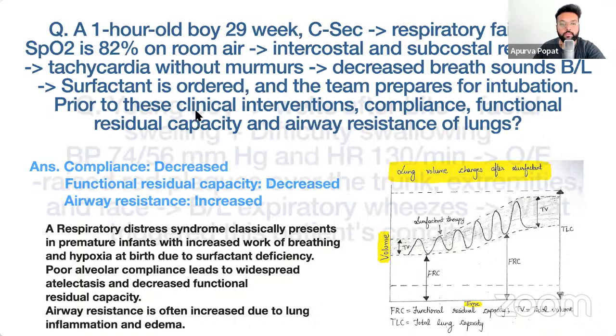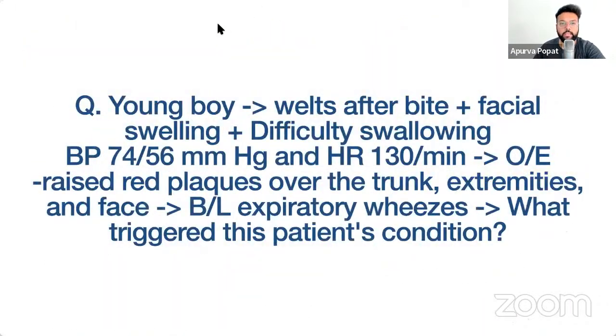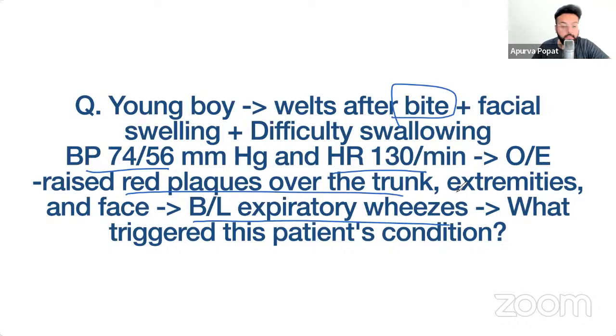Let's go to the next question. A young boy is having a lot of welts, red patchy erythema everywhere. He's having difficulty swallowing and facial swelling after, let's say, an insect bite. After the insect bite, his blood pressure is falling, and his heart rate is climbing high. He's having red plaques over the tongue, and bilateral respiratory wheezes. What's happening?